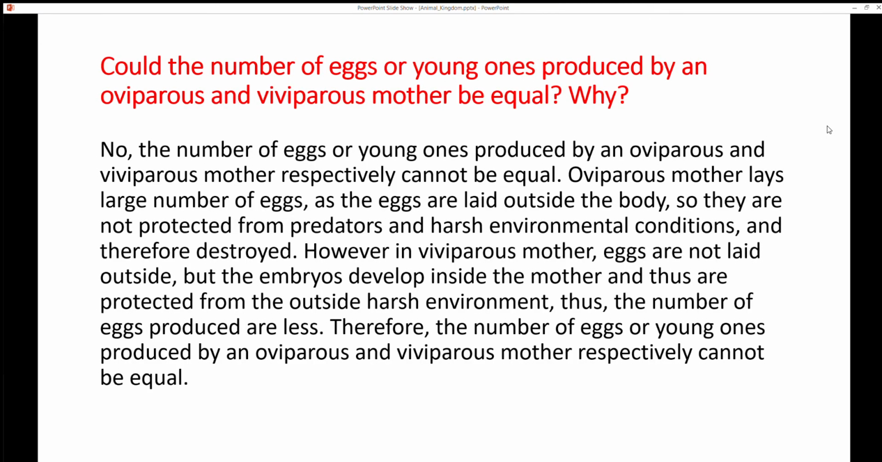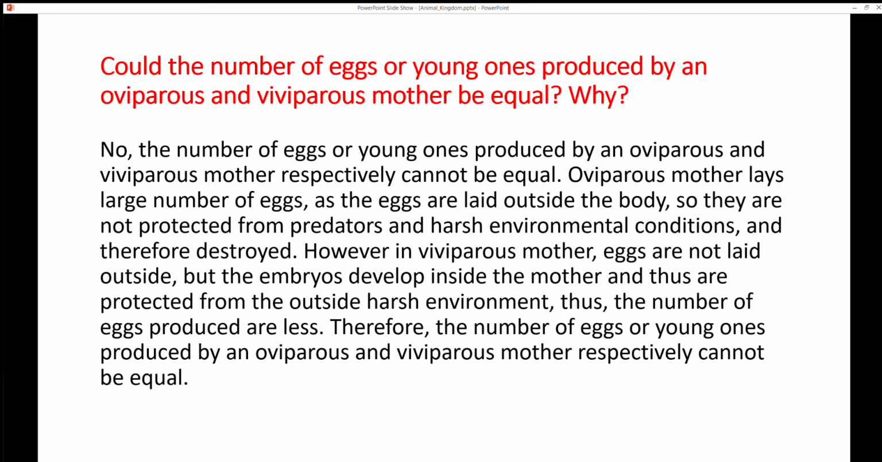The next question is: could the number of eggs or young ones produced by an oviparous and a viviparous mother be equal? Why? The answer is obviously no. The number of eggs or young ones produced by oviparous animals, which are egg-laying, and viviparous animals, which give birth to young ones, cannot be equal, because an oviparous mother lays a large number of eggs.